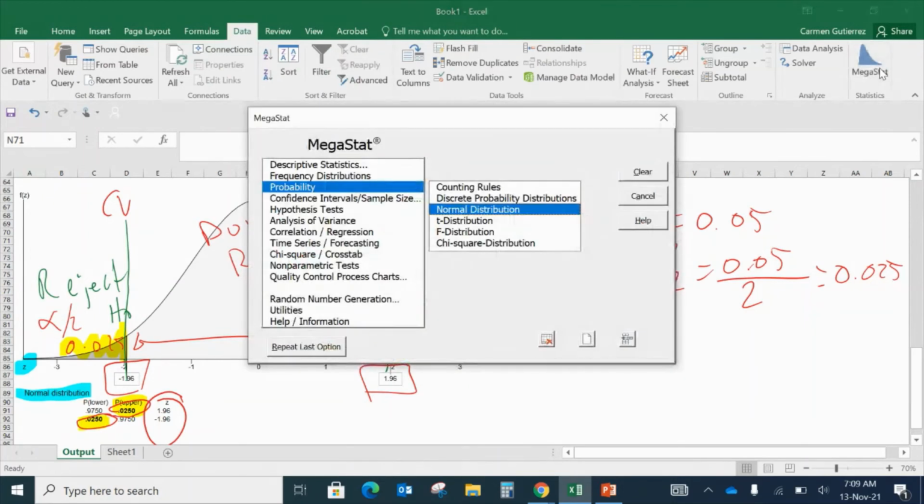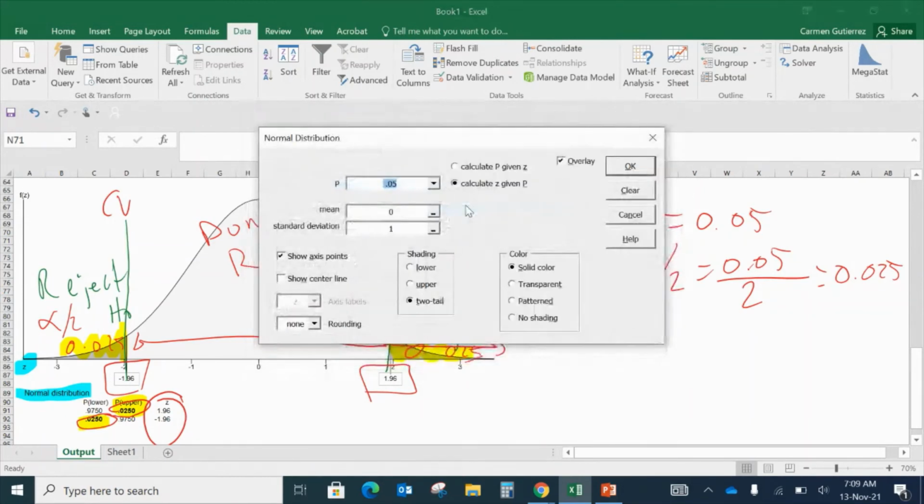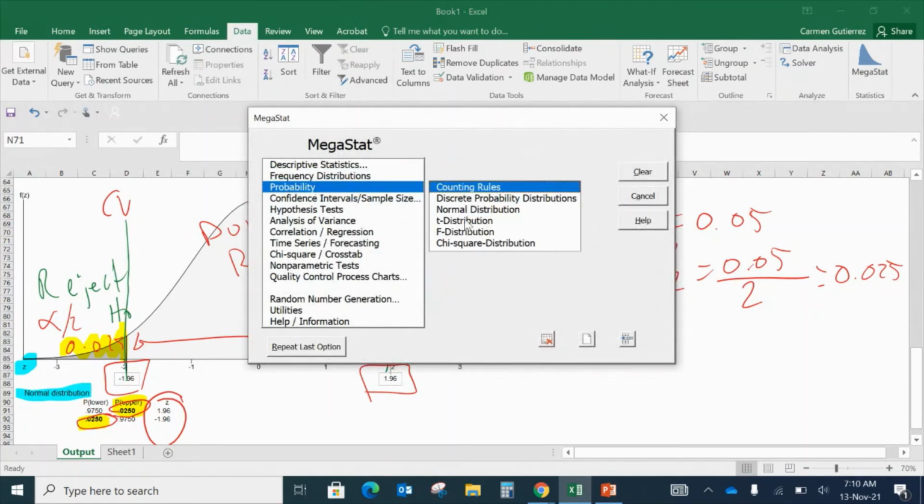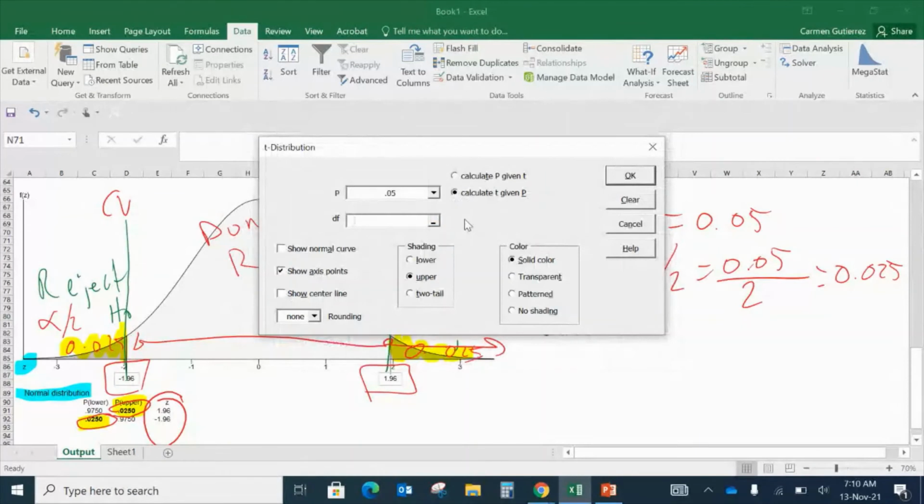If in step 3 you decided to do T statistics, you do probability, and instead of normal distribution, you go to the T distribution. In here again, your probability is your alpha, so you figure out what your alpha is, and you have to do the lower, upper, or two tails according to your case. But for the t-distribution, you have to give it the degrees of freedom.